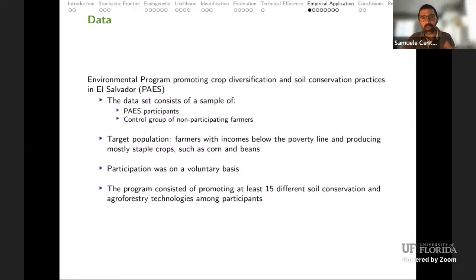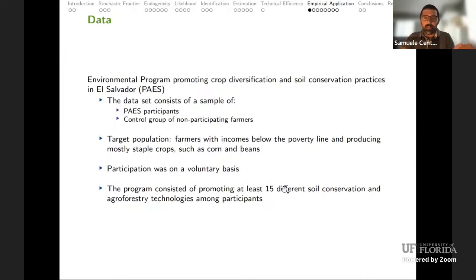So we have this sample of farmers in El Salvador. This program was run back in 2005. Actually, the first round was run in 2002, and then there's the second round in 2005, where we have sampled participants in the program and a control group of non-participants. The target population of these programs were small farmers with income below the poverty line, producing mostly staple crops such as corn and beans. So we're talking here about very poor farmers. And again, participation in this program was on a voluntary basis. So participants were deciding whether to participate or not in the program.